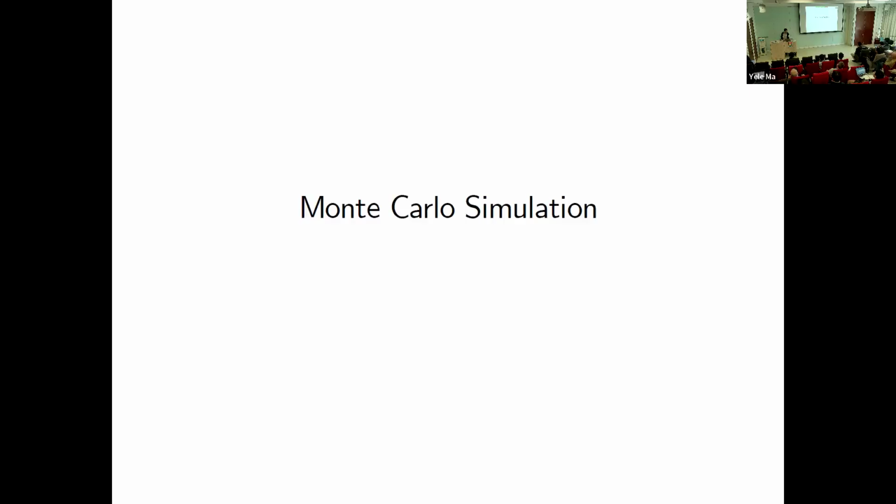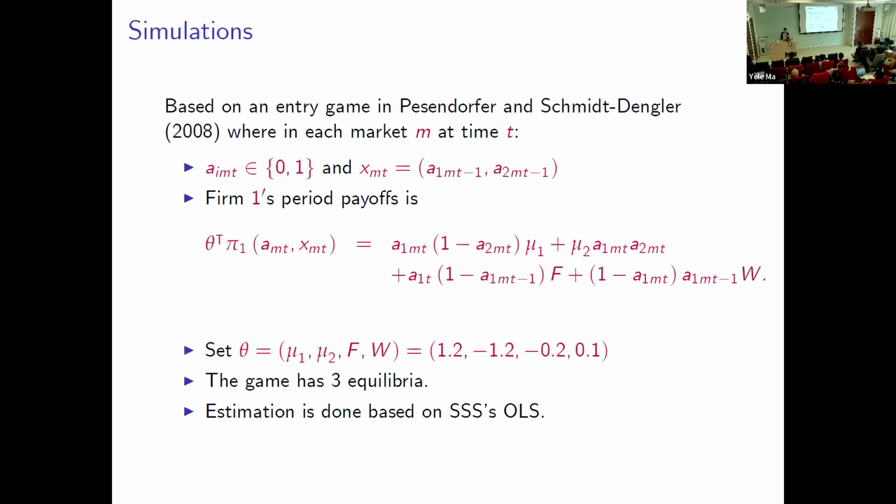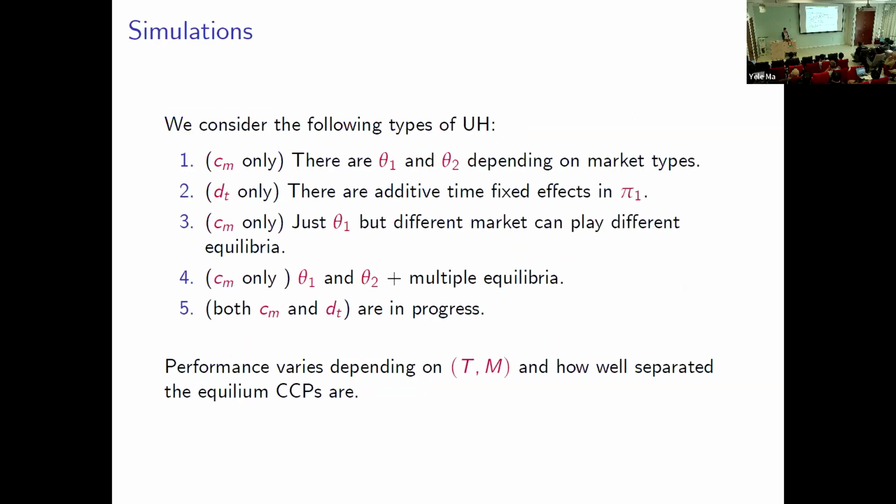All right, so I have 3 minutes left. And for the simulations, I'm going to look at a variation of Pesendorfer and Schmidt-Dengler's setup, which is the same setup that Paul used. As Paul mentioned, there are 3 equilibria in this game, and this allows us to explore different possibilities. And then we will estimate this using the feasible estimator with the closed form procedure that I mentioned earlier.